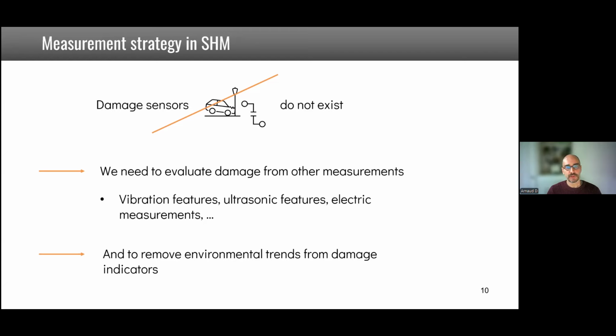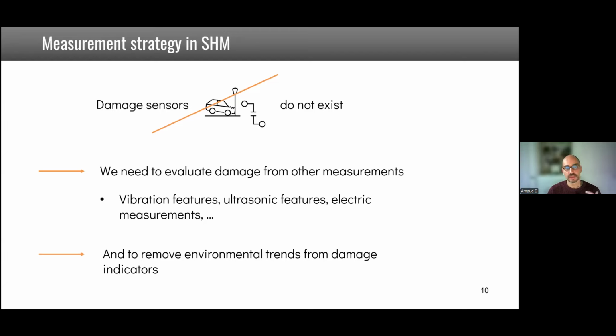And then the problem is that all these features are also sensitive to environmental trends. So we need to remove these trends to get to damage. So it's not a direct measurement of damage, it's an inverse one with some confounding factors. So it's a difficult thing.